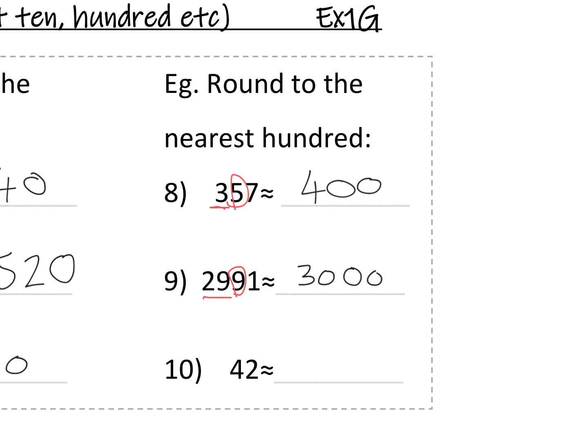And then example 10, if we round to the nearest 100, there's nothing in the hundreds column, so you can imagine a 0 there. The number after that tells me to round down, so we'd actually get 0. We could write 3 zeros there, but we should just write down the 0 because it means the same thing.